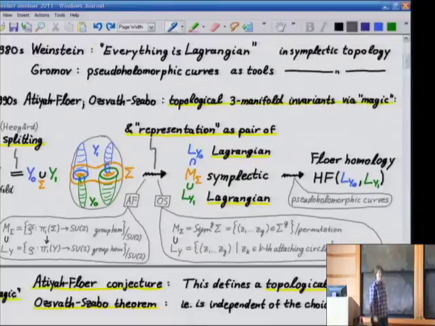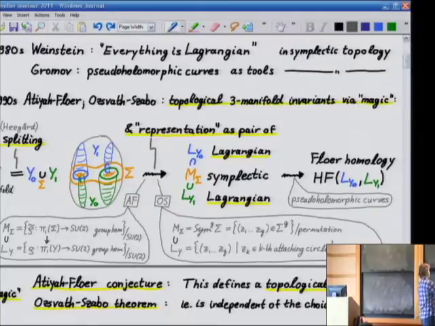In the 80s, Alan Weinstein introduced this mantra that in symplectic topology, really everything is phrased in terms of Lagrangian submanifolds, and I'll say what that is. And Gromov introduced a very powerful tool, namely pseudo-holomorphic curves. And then in the 90s, there was a conjecture tossed around between Atiyah and Floer, and also Ozsváth and Szabó actually proved theorems that do magic with pseudo-holomorphic curves in order to produce topological 3-manifold invariants.